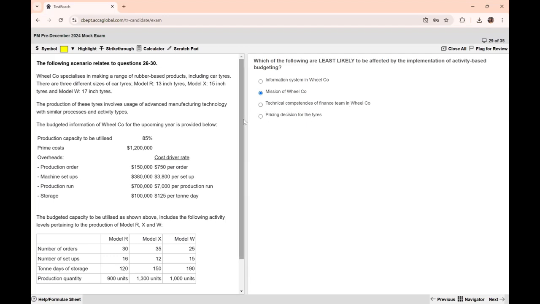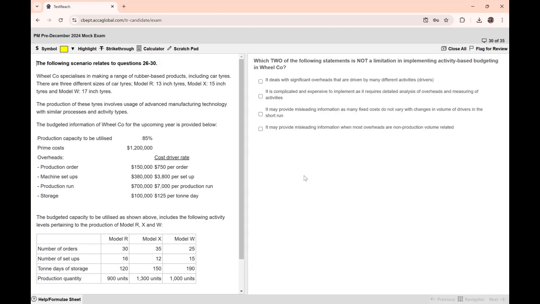Technical competencies of finance team in Wheel Company. So, ABB may demand a higher level of technical knowledge and skills from the finance team to handle complex cost analysis and activity tracking. Hence, the finance team's competencies are likely to be impacted. So this will not be the right option. And then pricing decision for the tires. ABB provides detailed cost information which can influence pricing strategies for products. The pricing decisions for tires may be adjusted based on the insights gained from ABB. So this aspect is likely to be affected. So this will also not be the right option. So this is the correct option, mission of Wheel Company.